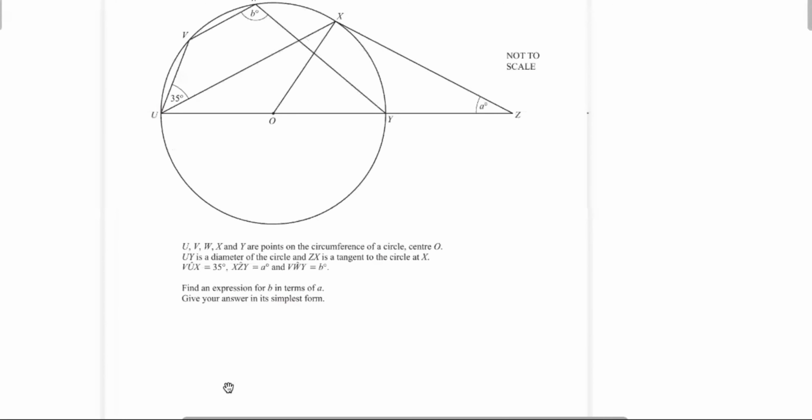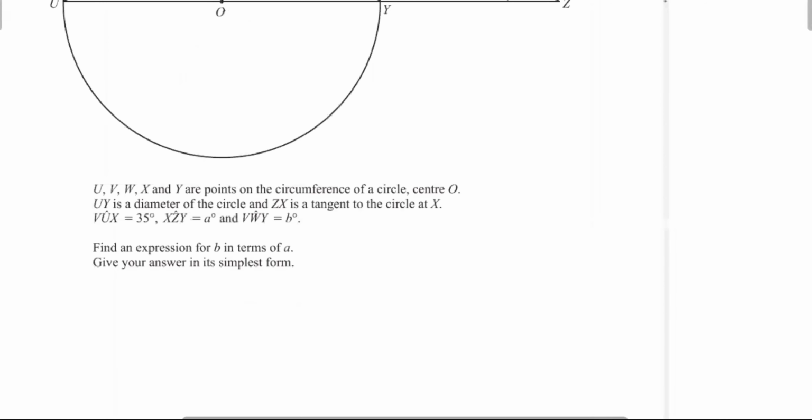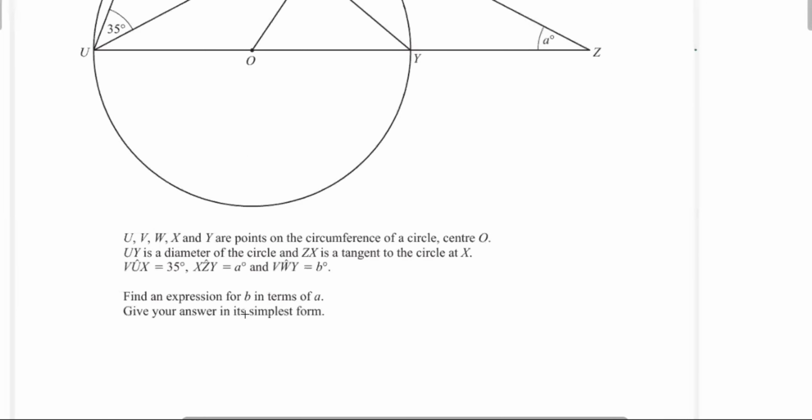Part B. U, V, W, X and Y are points on the circumference of a circle, center O. UY is the diameter of the circle, and XZ is a tangent to the circle at X. VUX equals 35 degrees, XZY equals A degrees, and VWY equals B degrees. Find an expression for B in terms of A. Give your answer in simplest form. You see here we have to find the angle B in terms of A.